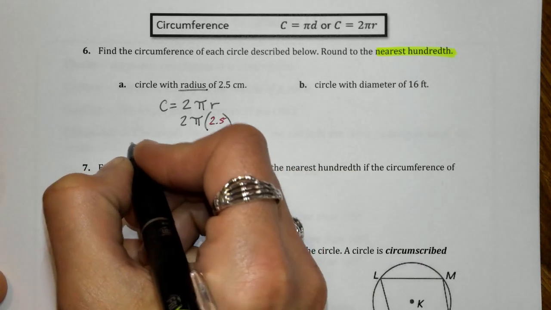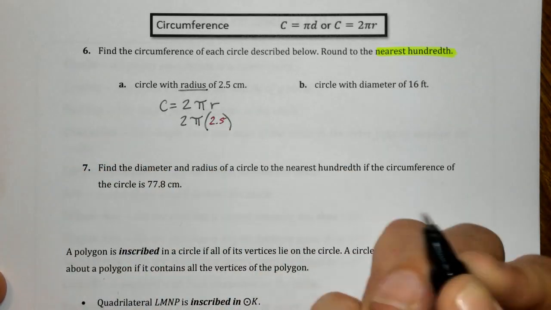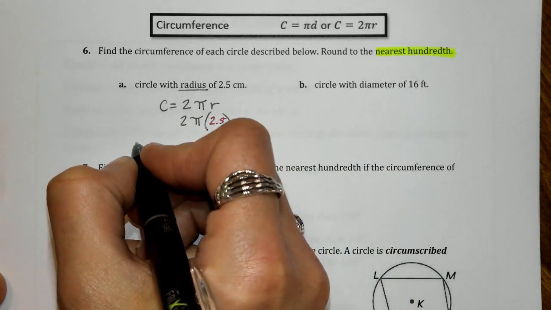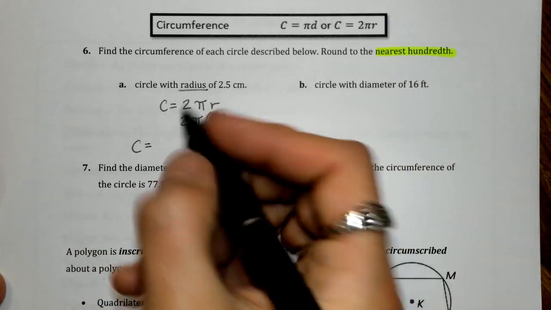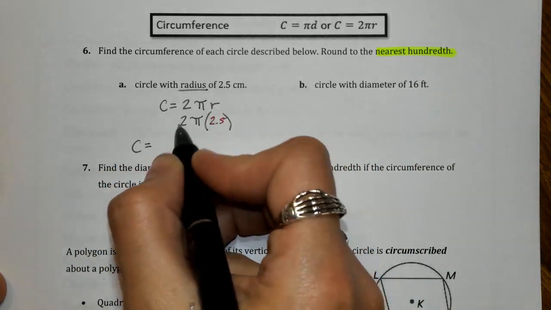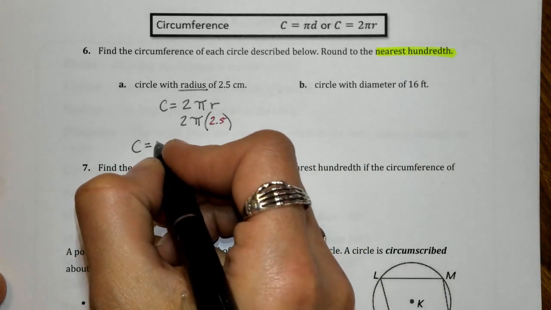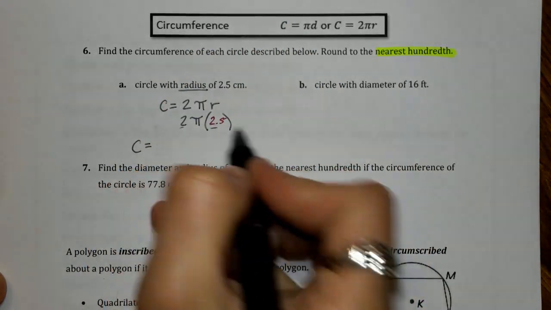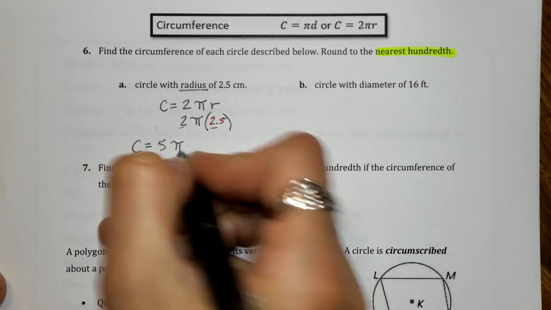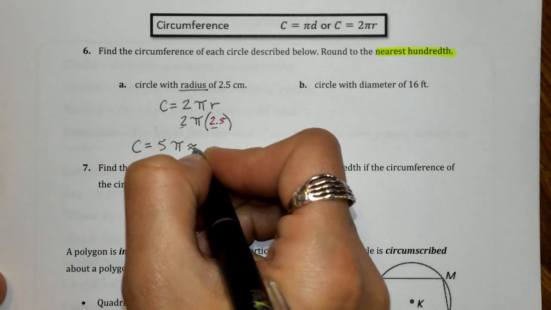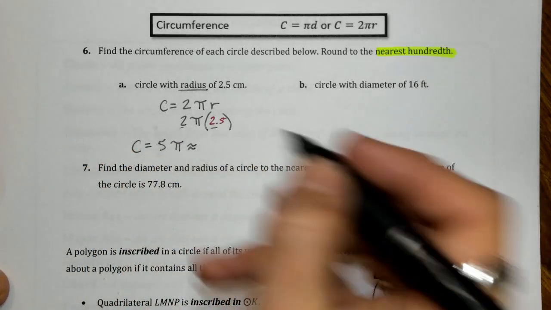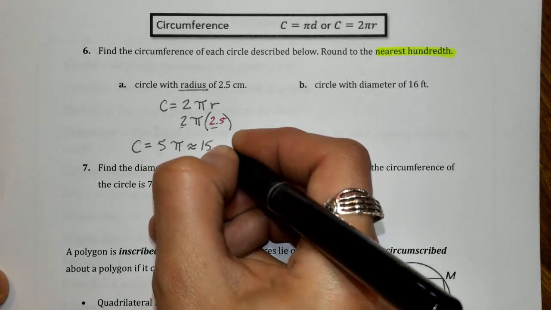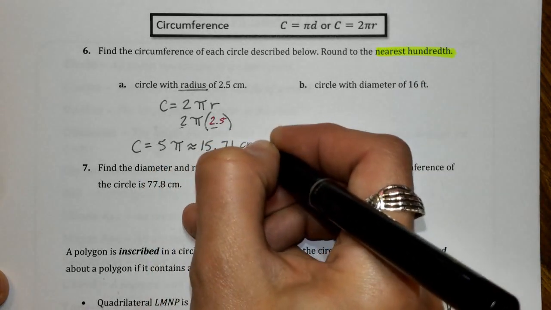When we round this to the nearest hundredth, I'm going to first show you what's called in terms of pi. We'll learn this later on, I do believe. That means you multiply everything except for that pi symbol into the calculator. So 2 times the 2.5 is going to give you 5 times pi. And this rounded to the nearest hundredth, when we plug that into the calculator, will be approximately 15.71.